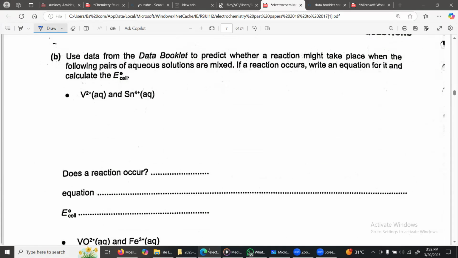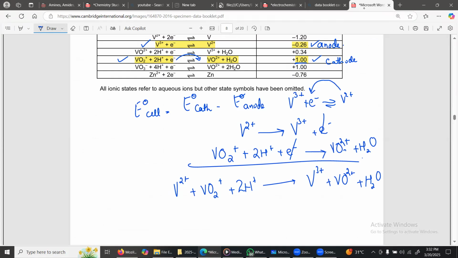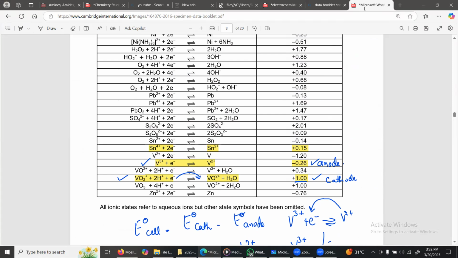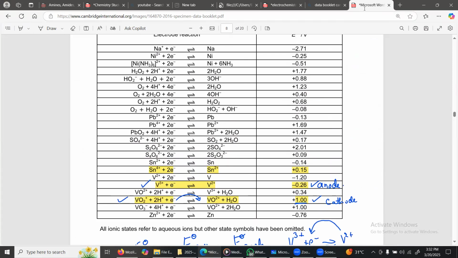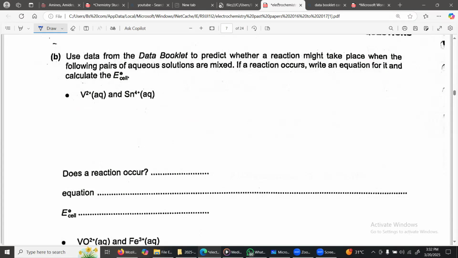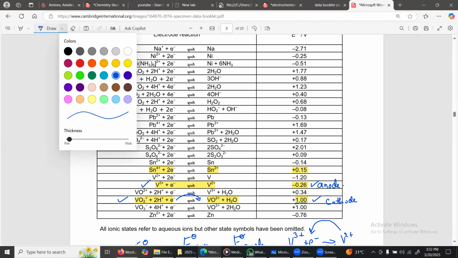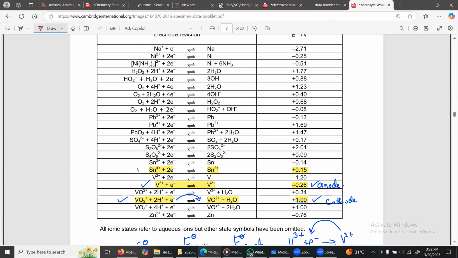Okay. So for this purpose, again, we need a data booklet. As you can see over here, for example, it's Sn4+ obviously, so we use the equation of Sn4+. It takes two electrons and forms Sn2+. Its redox potential is plus 0.15.